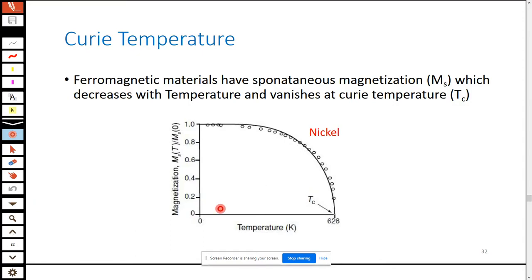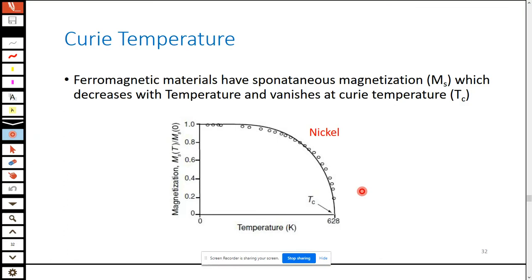When you look at the variation of magnetization M as a function of temperature, at a certain temperature value the magnetization will become zero. Above that temperature, it is paramagnetic, and below this temperature, it is ferromagnetic. So this temperature is called the Curie temperature. And of course, it was found by Pierre Curie.